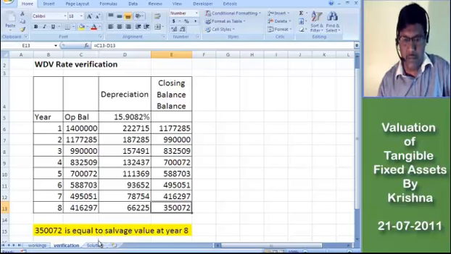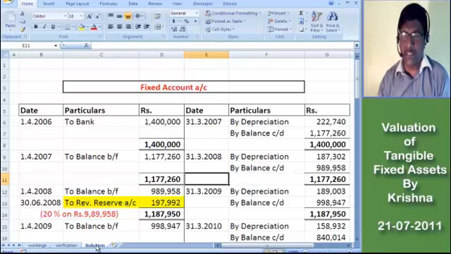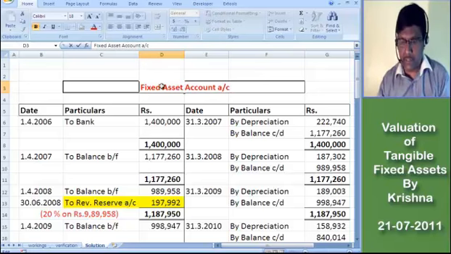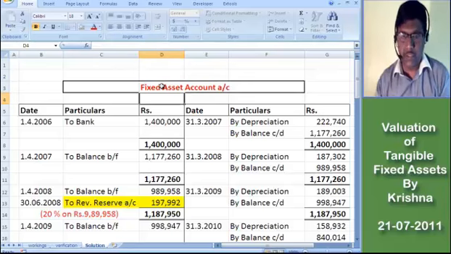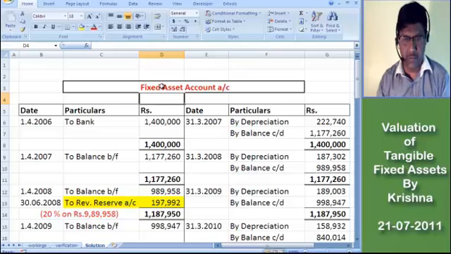Now we will see the solution. See, in the problem they have asked for the fixed asset account, then the depreciation account, then the revaluation reserve account. 8 years we are going to prepare. First year in the fixed asset account, we are going to debit 14 lakh to bank.